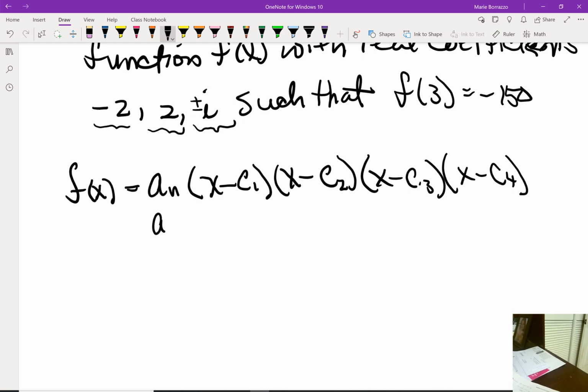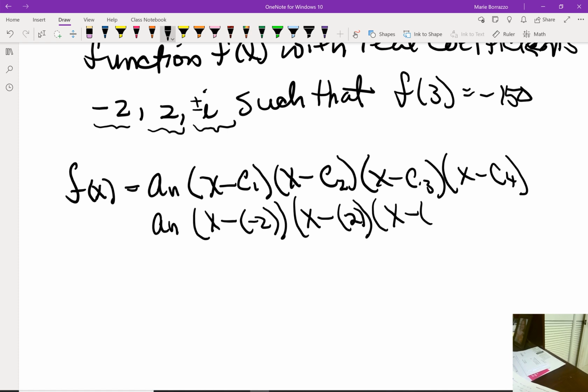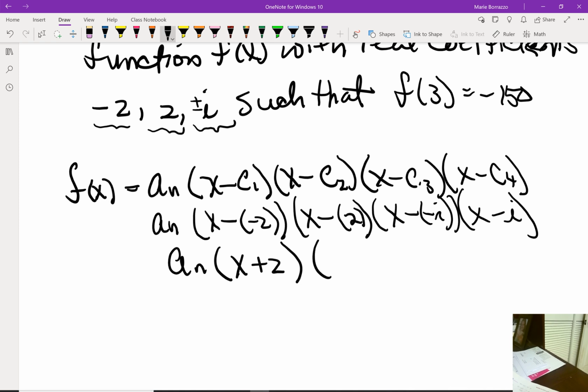Notice that I'm going to start with a sub n, parentheses x minus minus 2, x minus 2, x minus i, x minus i. And so simplified, this will give us a sub n, parentheses x plus 2, times x minus 2, times x plus i, times x minus i, I'm sorry, x plus i, x minus i.